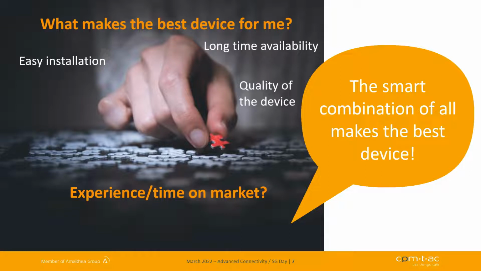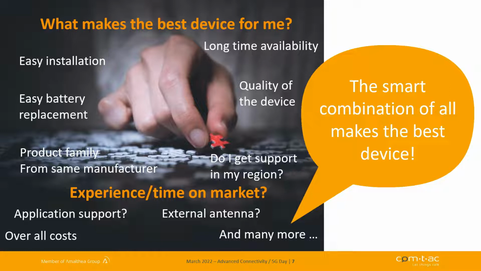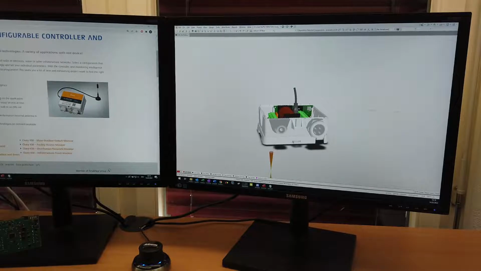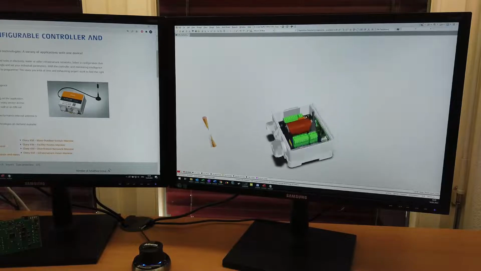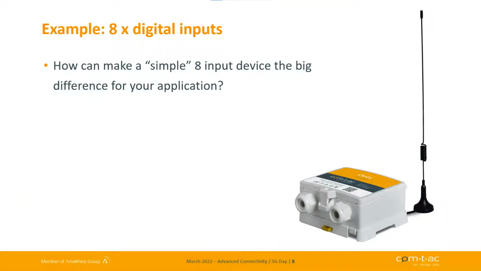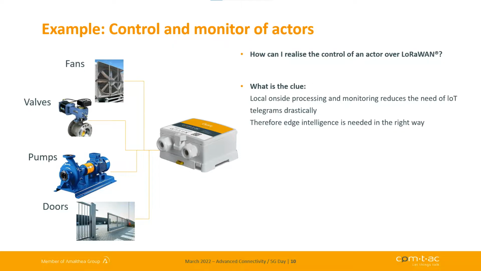For that, let's dive into some other examples we have realized to give you an idea what's important when building LPWAN devices. We have an example device I just showed you before. It's called the Cluey family, and from a very high-level perspective it has only 8 digital inputs. But what does this device bring? What is the challenge in the application for you? We have telegram losses, limited network capability, and the duty cycle limitation we have to take into account. And with that, we put a lot of thought into it.